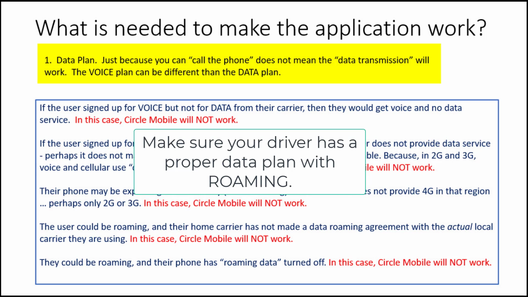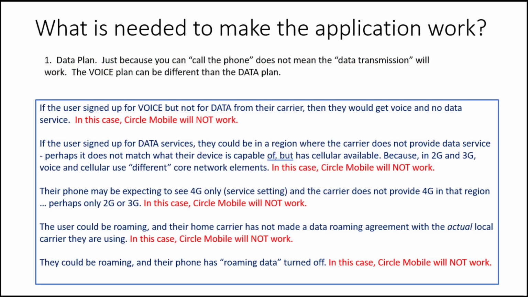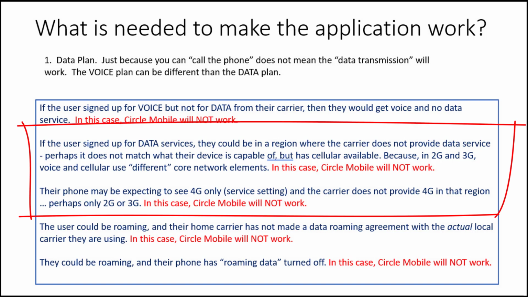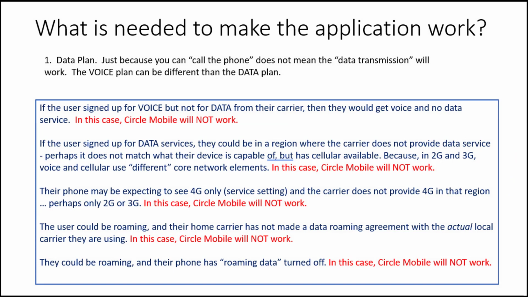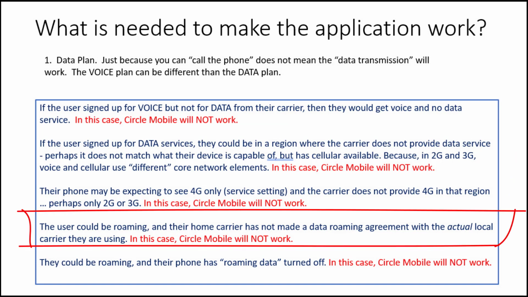Besides some of the issues identified in the previous slide, there are other more technical issues that could prevent the data plan from working. The most difficult to troubleshoot is when the driver is in a data roaming area and their home carrier has not made a data roaming agreement with the actual local carrier they are using.